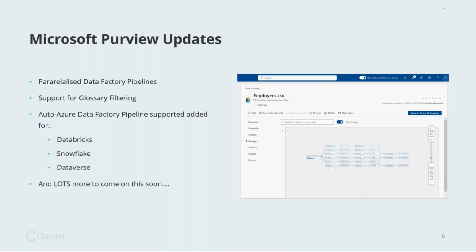The other thing is that in that automation of ADF pipelines, before we supported everything from Azure Data Lake Gen 2 to SQL Server on-premise to Azure SQL Server, etc. Now we've added more support for those automatic ADF pipelines for Databricks, Snowflake, and Dataverse. So those are just a few of the high-level Purview pieces.